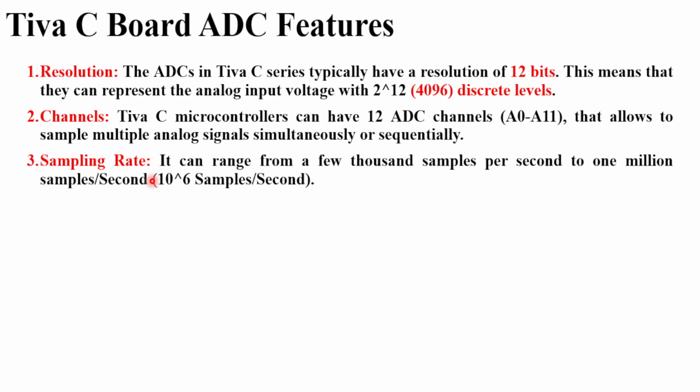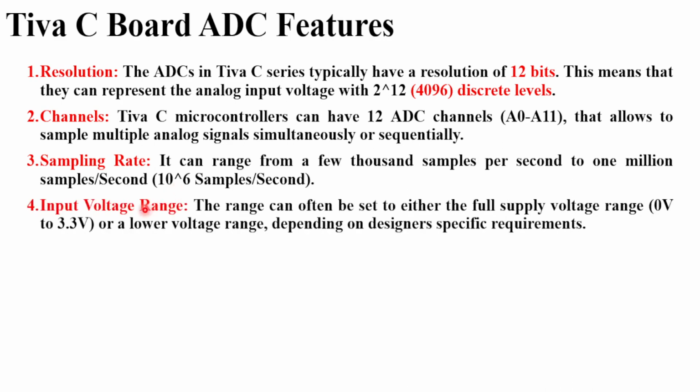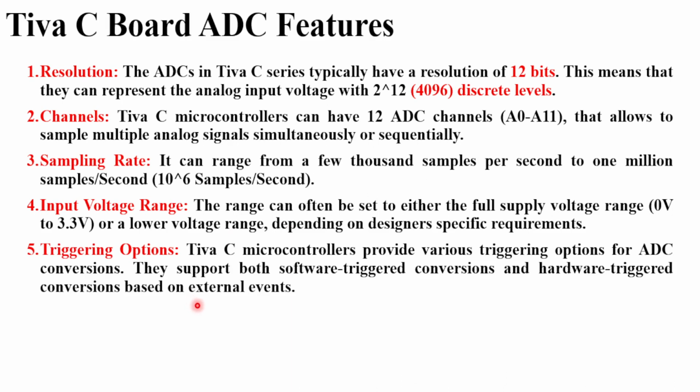The sampling rate is very high in the case of the Tiva C board. It can sample at a maximum rate of 1 million samples per second, which is a very fast sampling rate. Now, coming to the input voltage range, the range of voltage which the ADCs of the Tiva C board can handle is 0 to 3.3 volts. Of course, this range can be varied if you follow the instructions in the data sheet.